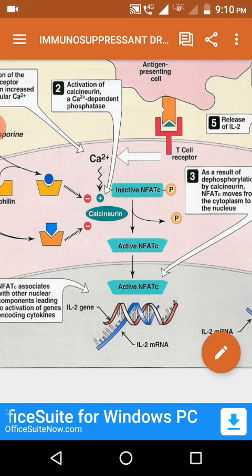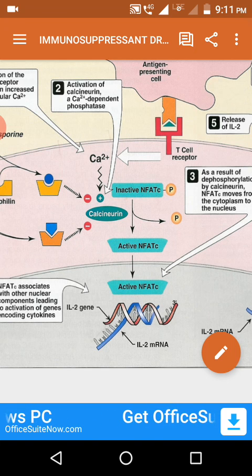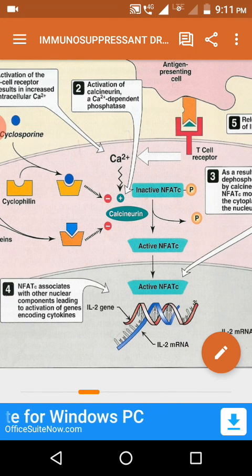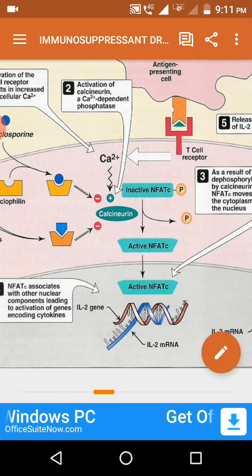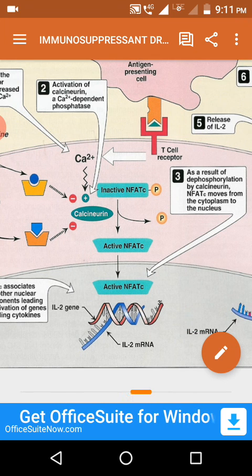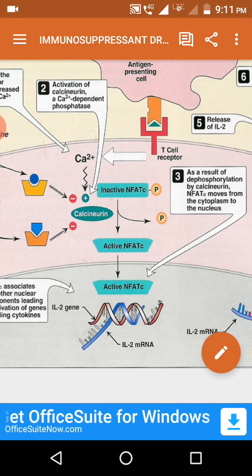What is calcineurin? Calcineurin is a protein that is activated by calcium, that's why it is called calcineurin. Once calcineurin is activated, T cell proliferation proceeds further. So our drug cyclosporin and cyclophilin complex inhibits calcineurin. Once calcineurin is inhibited, there is no conversion of proteins from one phase to the other.